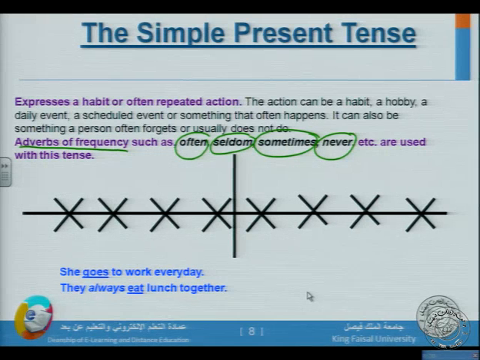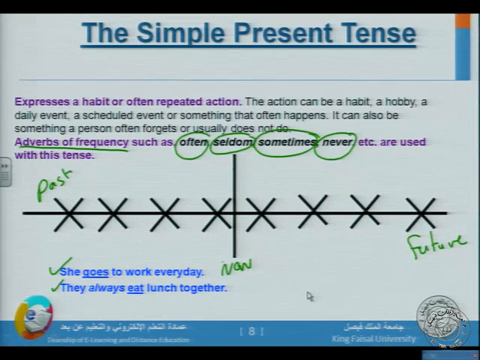If you look at this diagram, when you talk about simple present, you're talking about habits. Habits started in the past, happen now, and will happen in the future. For example, she goes to work every day, because she goes to work every day. This is a habit. This is repeated actions. We go to work every day. This is how we can use the simple present. This is one of the uses. Second sentence, they always eat lunch together. We always eat.